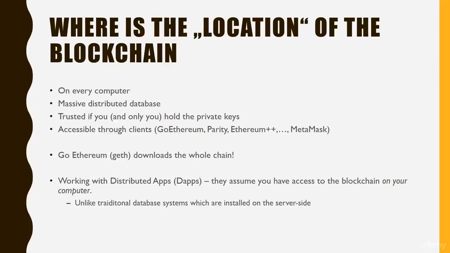Let's have a look where the location of the blockchain is. This question came up quite a bit. The blockchain is saved on every computer. It's a massive distributed database. The good thing, it's trusted if you and only you have the private key to your accounts. The blockchain is accessible through clients, and there are different implementations of so-called Ethereum clients. There is one implementation in Go. It's called the Go Ethereum or Geth client.